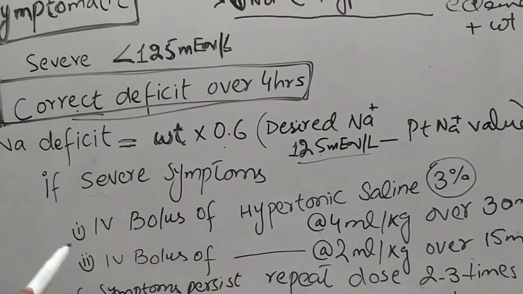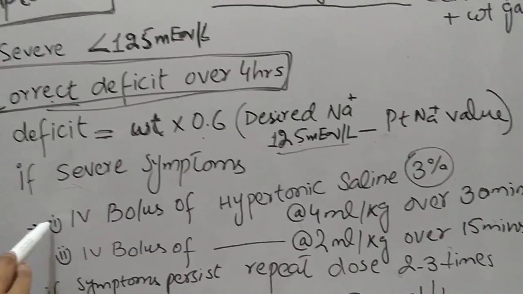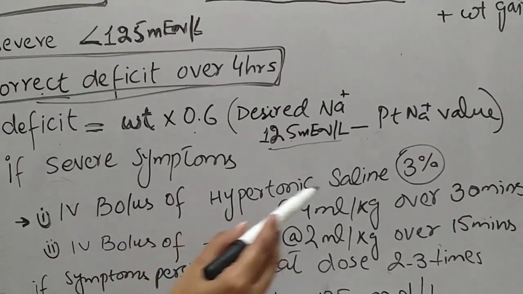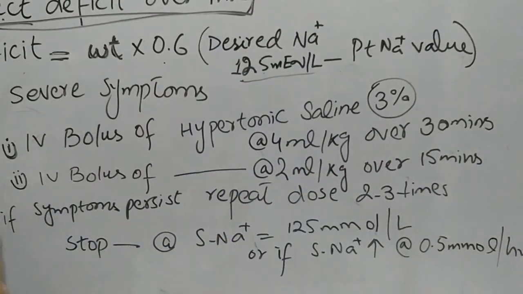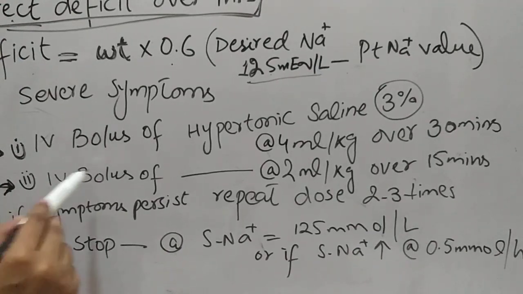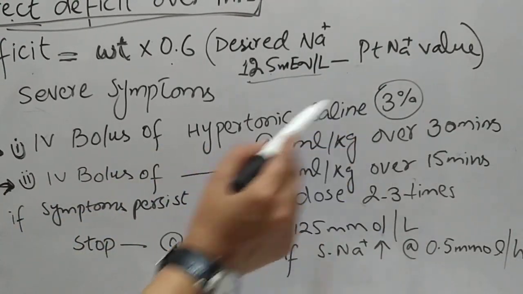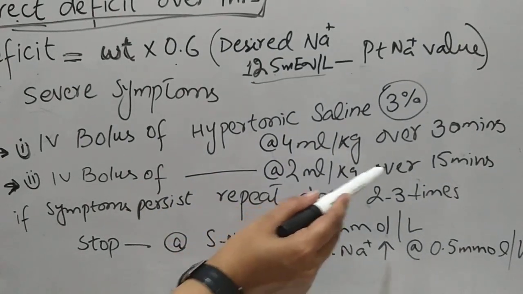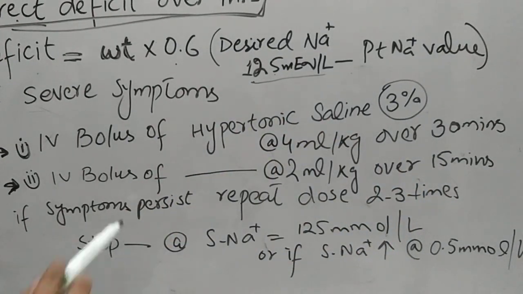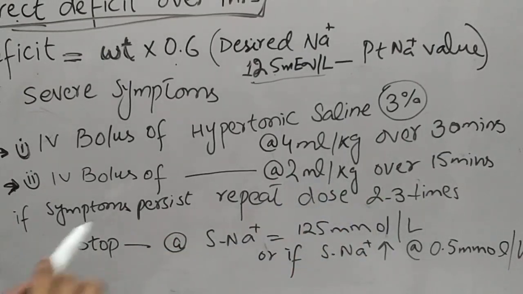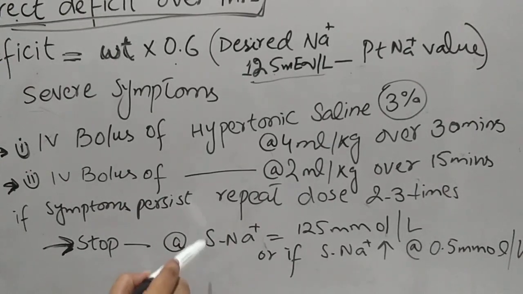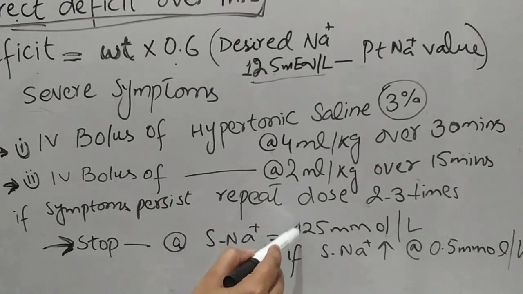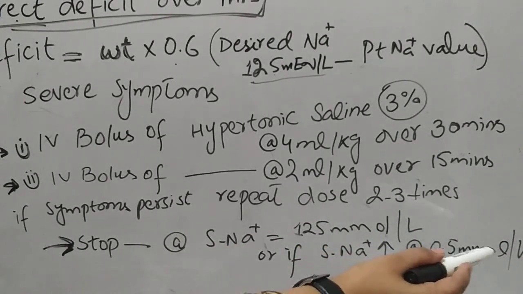If symptoms get severe, the first option is to give an IV bolus of hypertonic saline, that is 3% saline, at 4 ml per kg over 30 minutes. And the second option is an IV bolus of the same 3% hypertonic saline at 2 ml per kg over 15 minutes. If symptoms persist, repeat the dose 2 to 3 times, but stop this bolus treatment when your patient's serum sodium increases up to 125 millimole per liter, or if serum sodium increases at 0.5 millimole per hour.